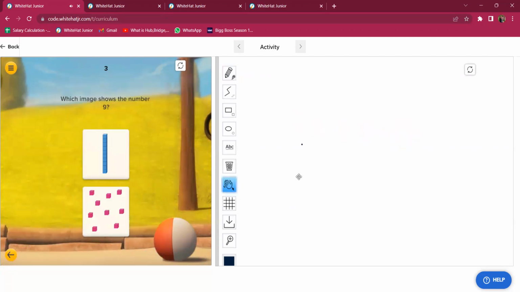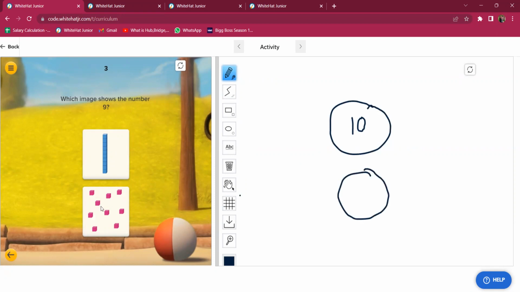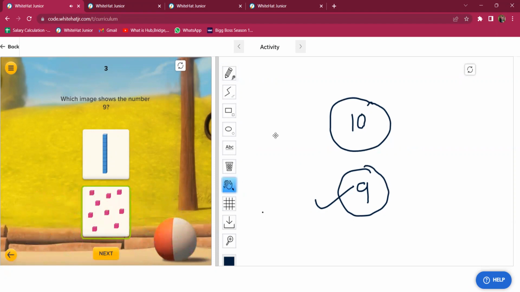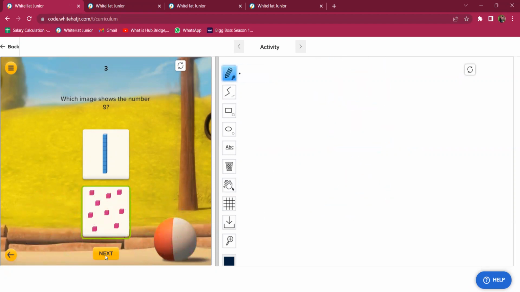Here it says, which image shows the number 9, right? This we know, one rod means 10 ones. In the second option, we have 1, 2, 3, 4, 5, 6, 7, 8, 9. The second option is showing 9. So we'll click on that and go to the next question.